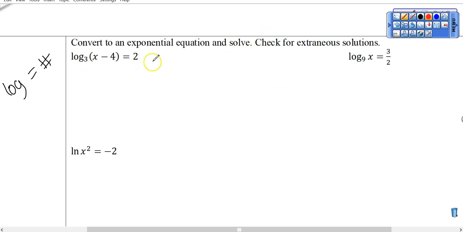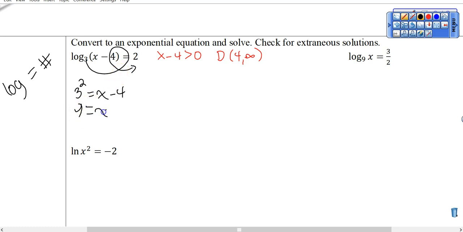So what's our domain restriction here? x minus 4 has to be greater than 0. So our domain is 4 to infinity, open interval. So a little bit easier, less work. Convert. This problem should be pretty easy to see. 3 squared equals x minus 4 converted to the exponential, right? 9 equals x minus 4. So 13 equals x.